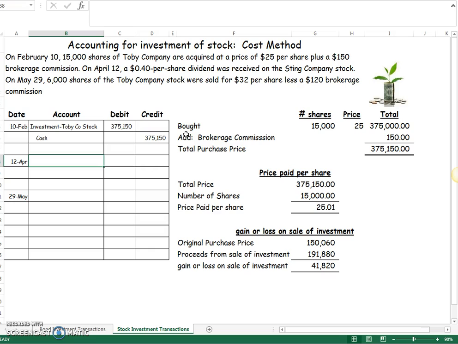Next, I'm going to receive dividends. On April the 12th, I received a 40-cent per share dividend. So that means that I received money, and I received 40 cents times the number of shares that I own, 15,000 shares. So I received a cash dividend of $6,000. Under the cost method, I record my dividends as dividend revenue.